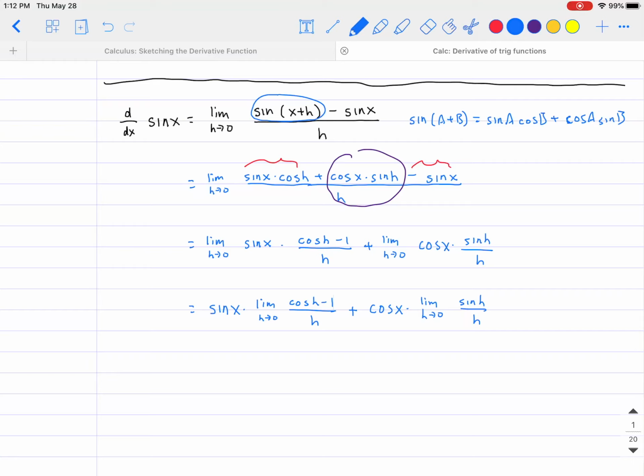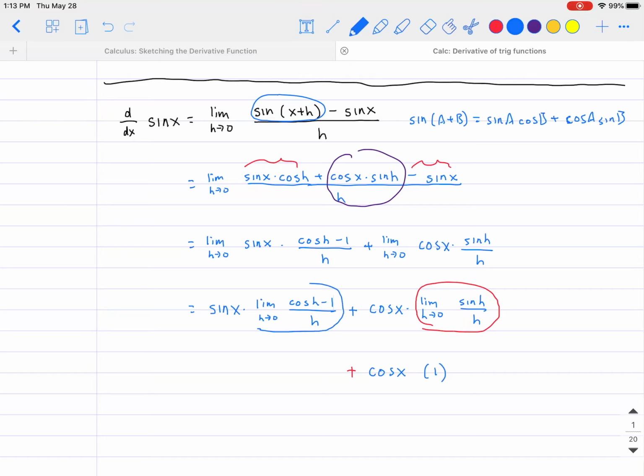Now, some of these, hopefully you guys are familiar with. If you remember this part right here, the limit as h approaches 0 of sine of h over h, that is just equal to 1. So we can actually make that direct substitution right there too. So next part, this will give us cosine of x, and then we have just 1 over here.